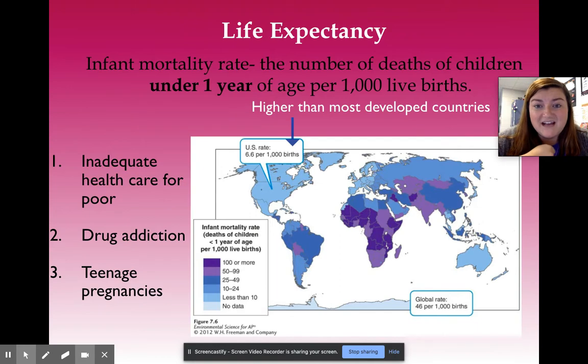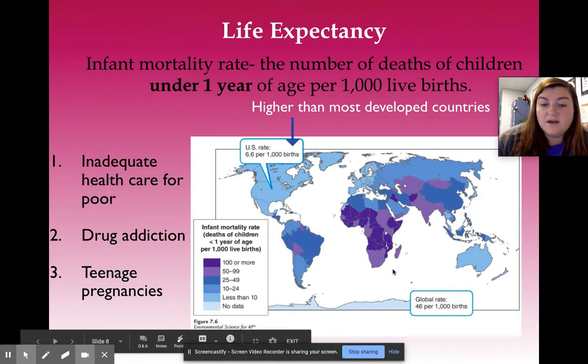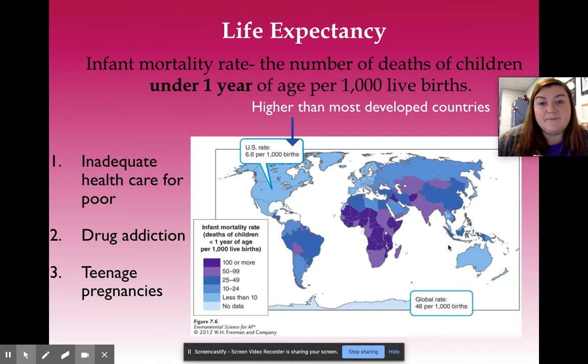The U.S. actually has a higher infant mortality rate than most developed countries, which is something to note. As of this data, which appears to be from 2012, we were at 6.6 deaths of infants per 1,000 births. The global infant mortality rate is 46 per 1,000 births. You can see throughout the globe, based on this chart, how certain areas have higher mortality rates than others. Things that lead to this include inadequate health care for the poor. In countries, including the U.S., the quality of health care that you're able to receive depends on how much money you have.